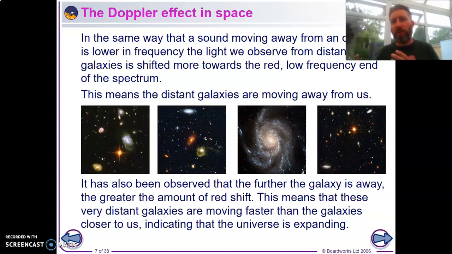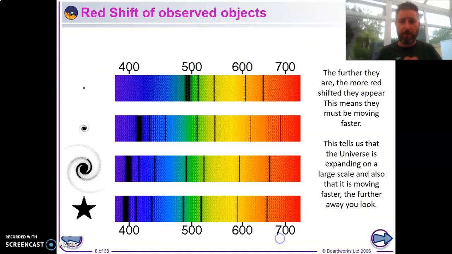As they're moving away from us, those wavelengths are getting longer. So they're shifting towards the red, lower frequency end of our spectrum. That means we can see galaxies moving away from us because the light has changed colour and it's getting towards the red end of the spectrum, not the white end of the spectrum. That shows us the universe is expanding away from where we are.